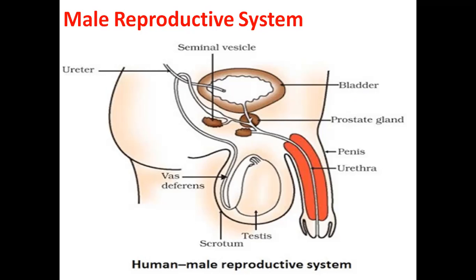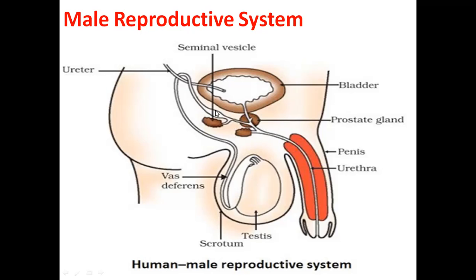Why is it called the urinogenital path? This is a most important question, mostly asked in board exams. In the male reproductive system, the part is known as the urinogenital path. Why is it so? The answer is that here it is a common passage for sperm as well as the urine to come out of the body. Hence it is called the urinogenital path.